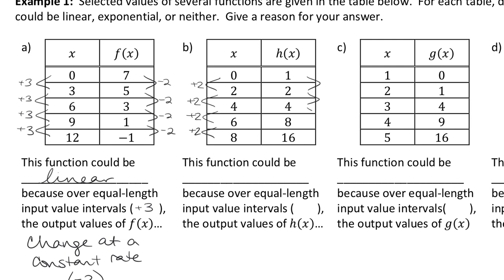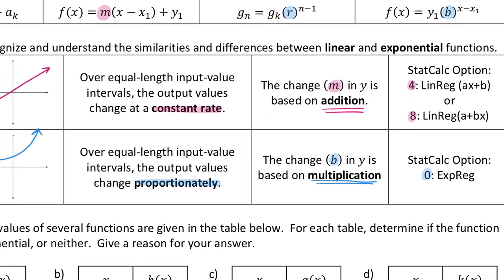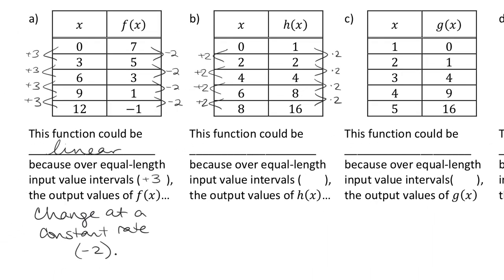How are these outputs changing? They're multiplying by 2. We can see that 1 to 2 is times 2, and then times 2, and then times 2, and then times 2. So if we are changing with multiplication, what kind of function could it be? Ooh, if we're changing with multiplication, it could be exponential, because exponential is the one that changes with multiplication. This could be exponential.